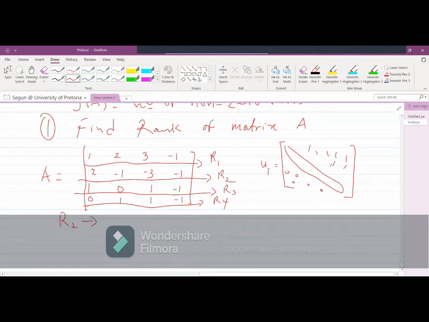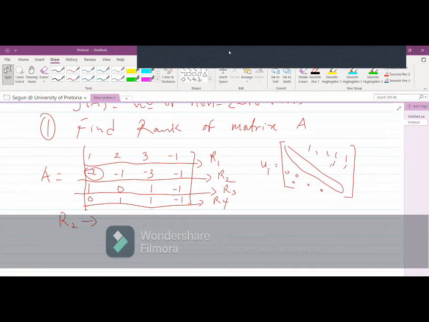How can we make this one? I think it's minus. How can we make this one to be 0? Sir, can we multiply row 3 by 2? Then we subtract from row 2, sir.